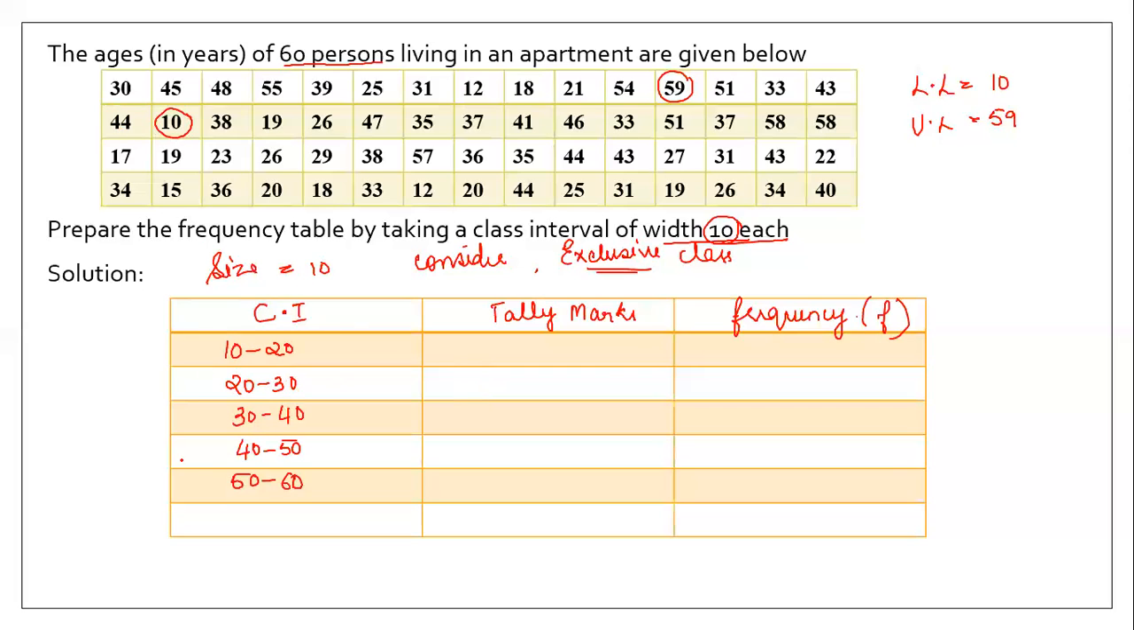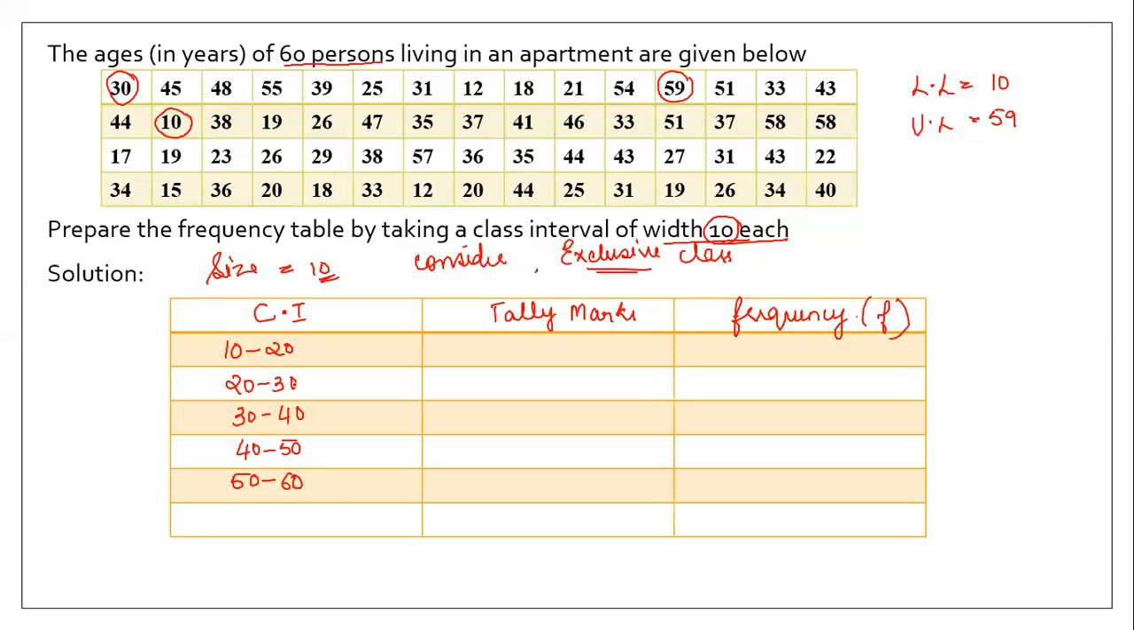Okay, so I hope you understood how to write the class interval. They have asked the size as 10. Okay, and we have considered it in the exclusive class. So we are taking from 10 to 20, 20 to 30, exclusive class. Okay, the lower limit is considered, upper limit is not considered. Upper limit will be considered in the next class interval. Okay, so 30, first number is 30.